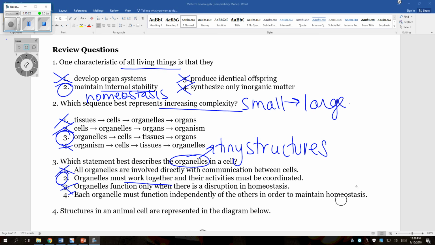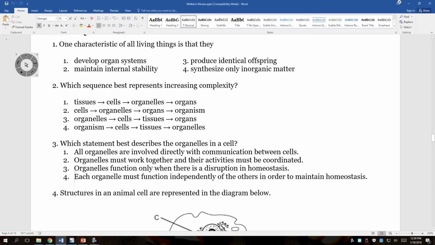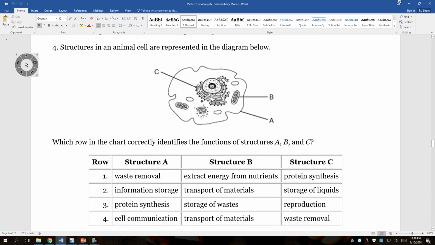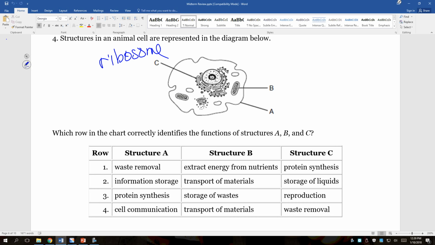If we're looking at the rest of those questions, scrolling down, number 4 says structures in an animal cell are represented in the diagram below. My first thing that I would do is label all of these with the names. If I look over here for C, C is pointing to that little dot. That little dot is going to be my ribosome. B is pointing to that circle that has a little squiggly line in it. Remember that little squiggly line is supposed to remind you of a script M. That is going to be our mitochondria. And then A, which is the last one there, that's going to be my cell membrane.